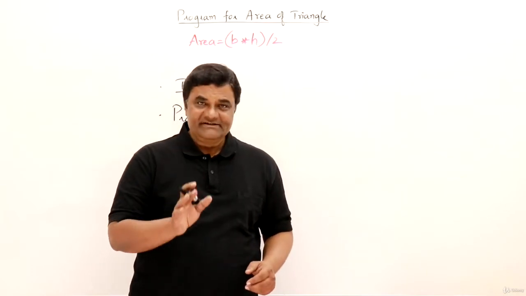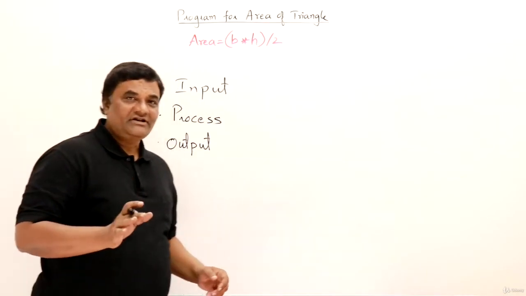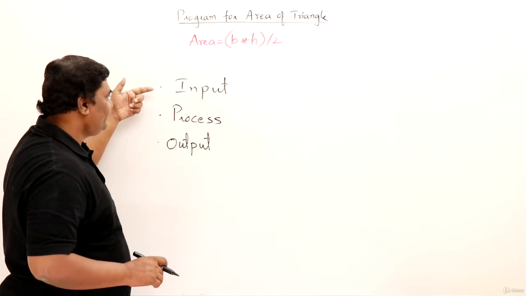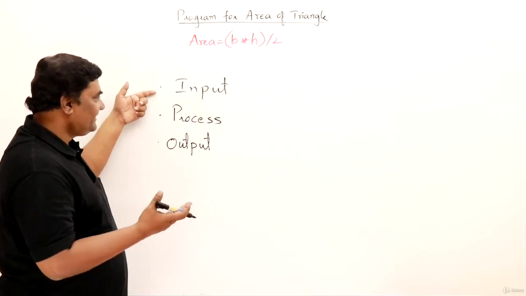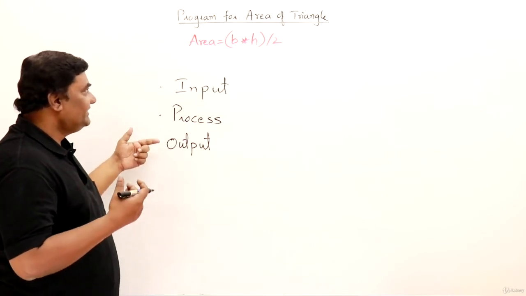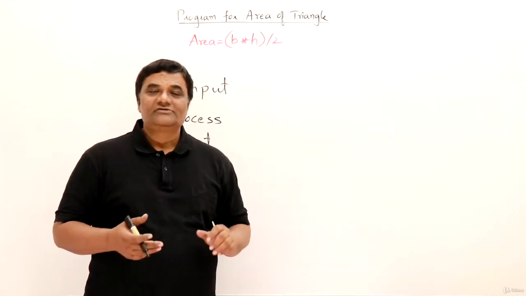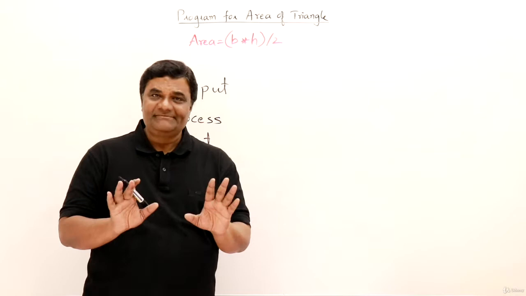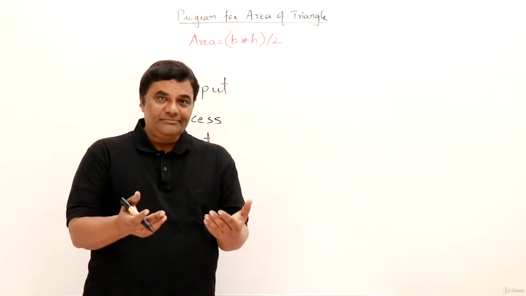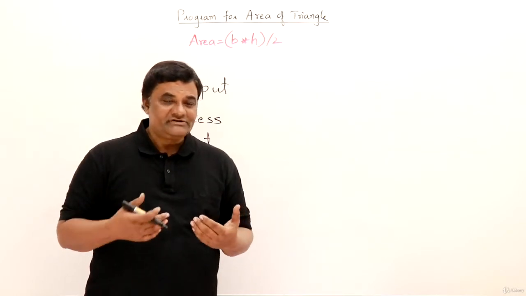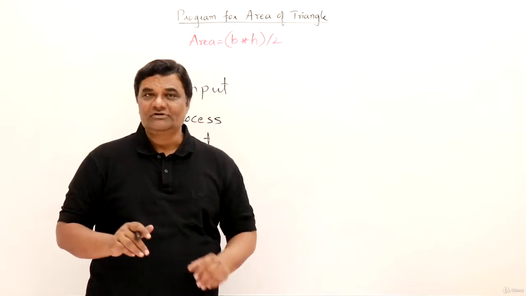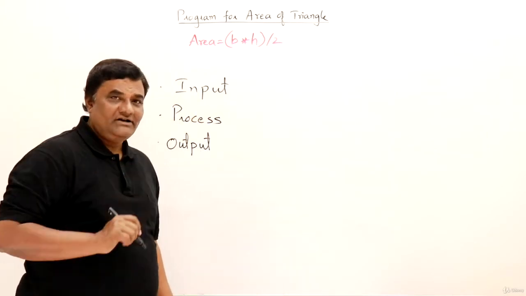A very basic program will have three parts or three elements. First is input. It will take some input, then process, then output. So these are the three steps that we will follow. A basic program should have these three things. Whatever input it has to take, it will take the values, then it will process them and give the output. So let us see what we have to write a program for.